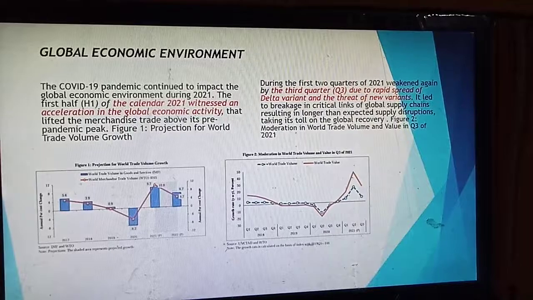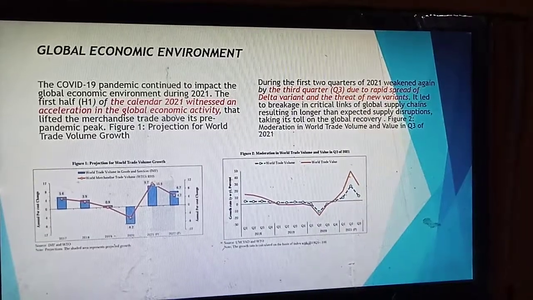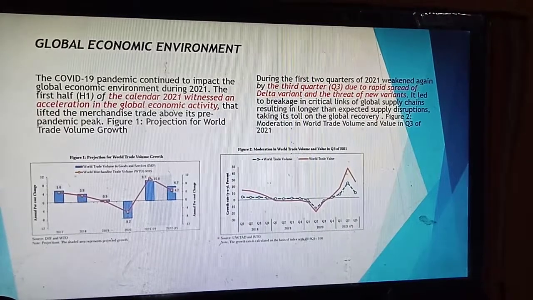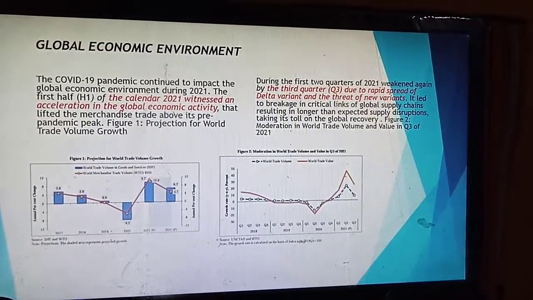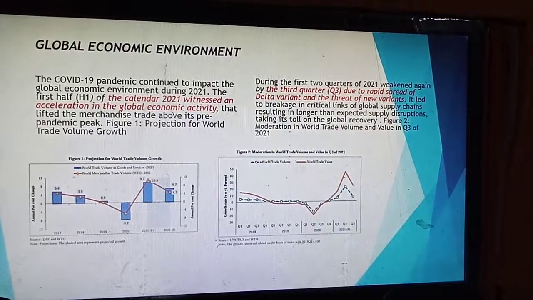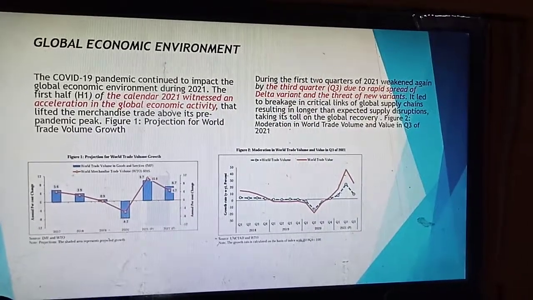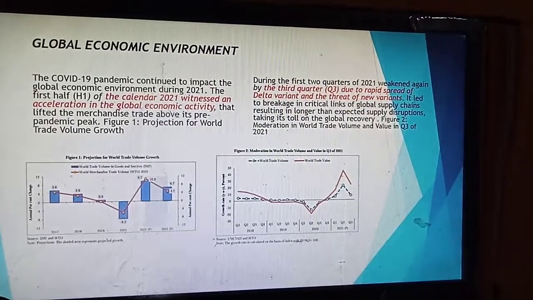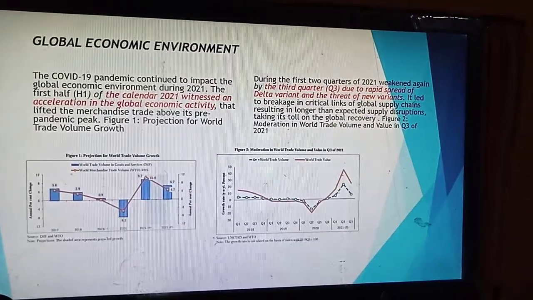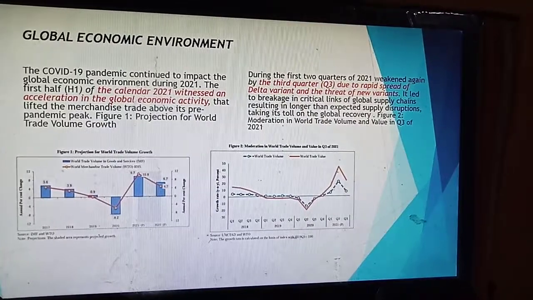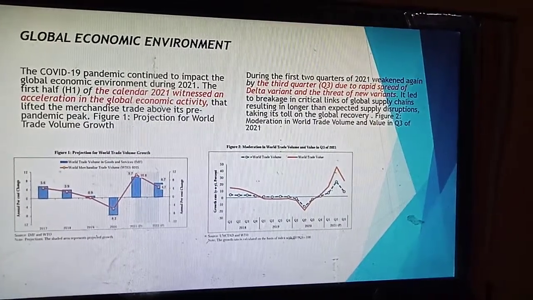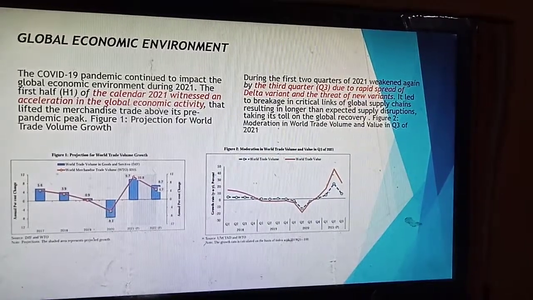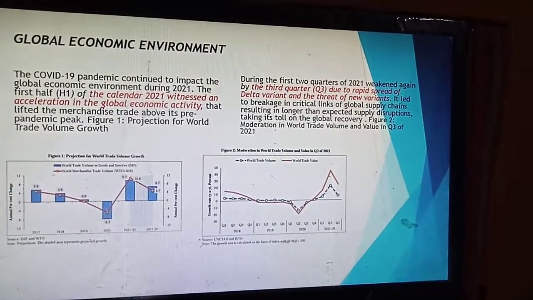Now this slide considers the global economic environment using two diagrams. The COVID-19 pandemic continued to impact the global economic environment during 2021. The first half of the calendar year witnessed an acceleration of global activity during the first two quarters of 2021, which weakened again by the third quarter due to the rapid spread of the Delta variant and the threat of new variants.